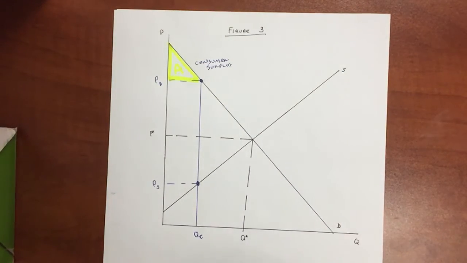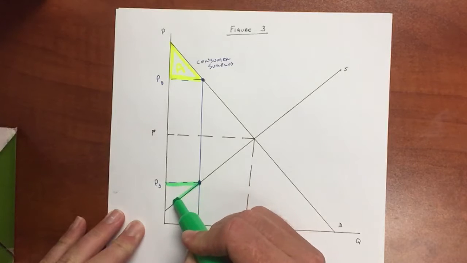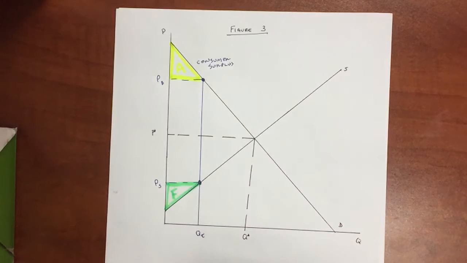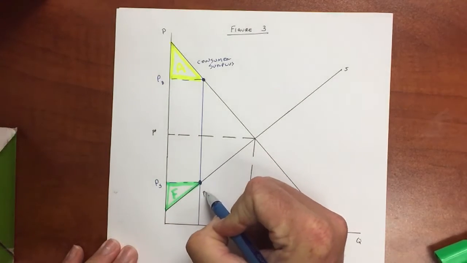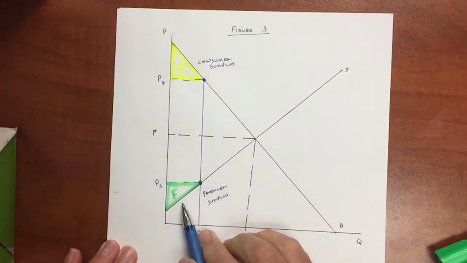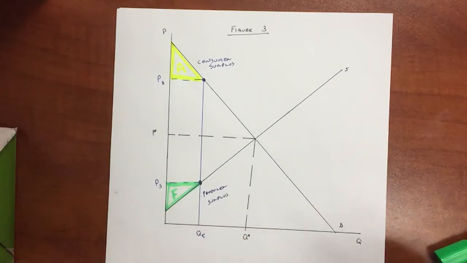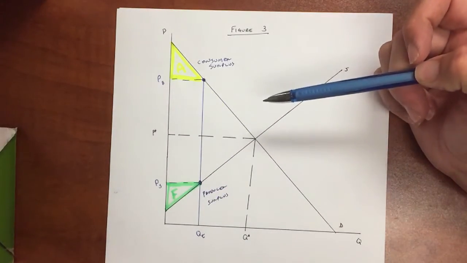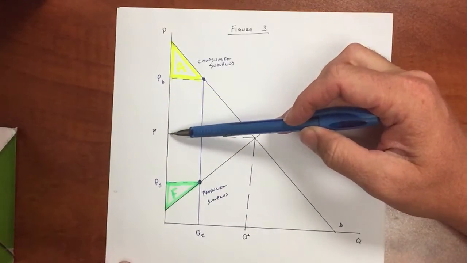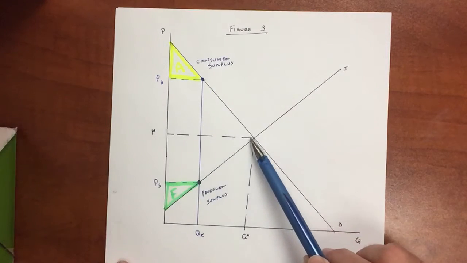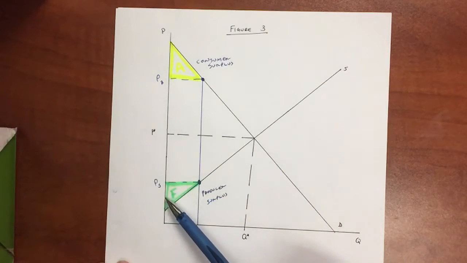This triangle down here at the bottom, we'll call triangle F, just to keep consistent with the book. This is producer surplus. There are some producers who have a low cost to provide the good, but they receive a price above that. When we look at this, we notice that our total surplus has decreased dramatically. Consumer surplus used to be this big triangle here, and now it's just this little triangle up top. Producer surplus used to be this big triangle, and now it's just this little one at the bottom.